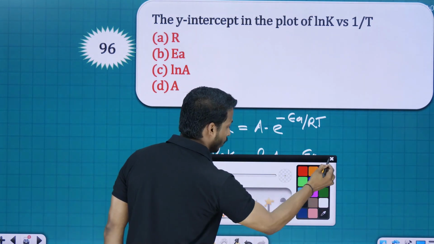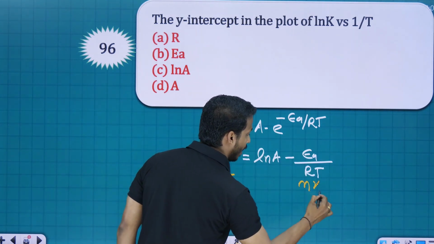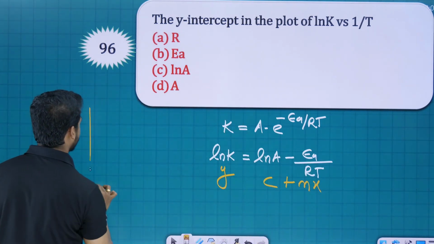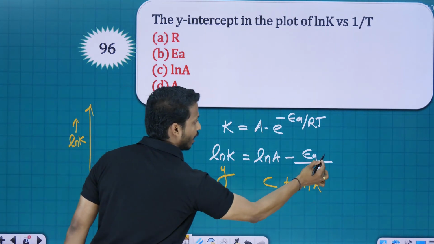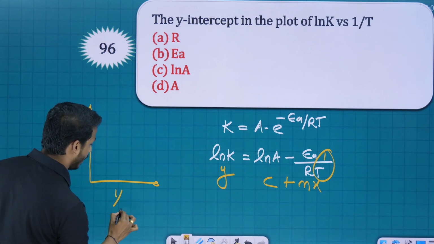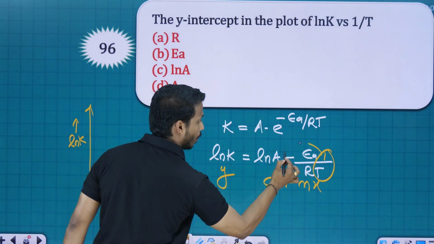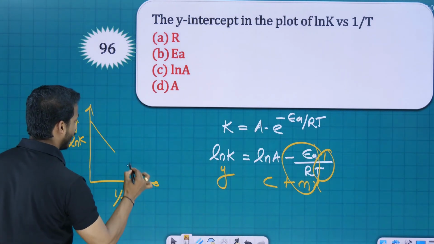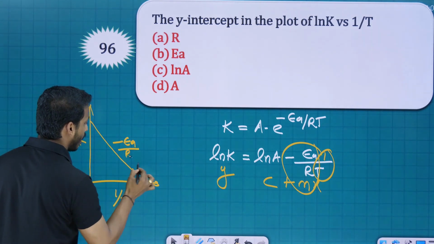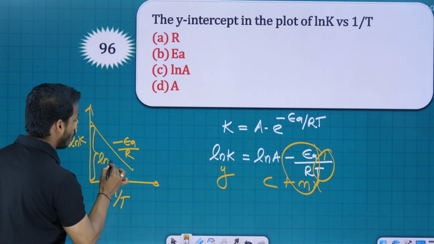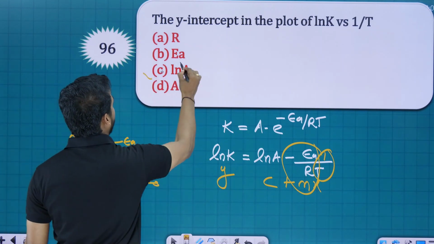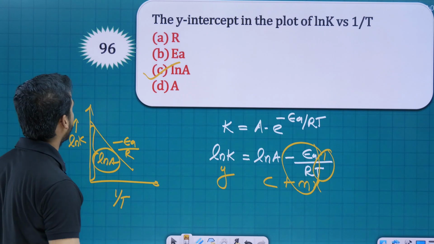When we plot a graph y equal to mx plus c, what is on y-axis, dear? ln K. Right? ln K on y-axis. What is on x-axis we are taking? 1 by T. And what is the slope? Slope is m, that is negative slope, minus EA by R. What is the y-intercept? Y-intercept is C, that is what? ln A, right? ln A is the y-intercept.